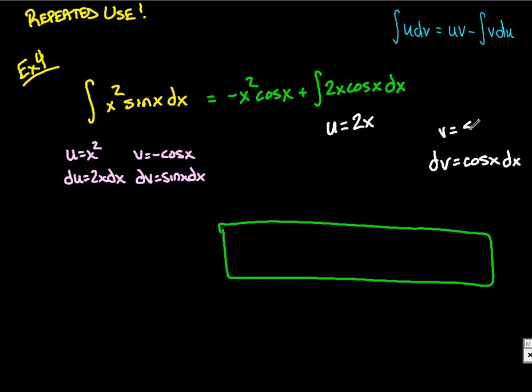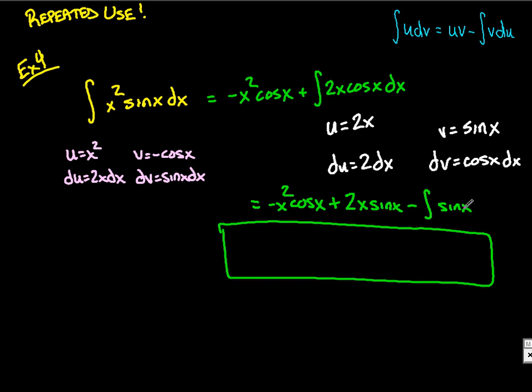Integrate cosine of x to get sine of x, and take the derivative of u to get du, which is 2. So now what I can do is I can rewrite all of this. The negative x squared cosine of x stays the same, plus, and now using this formula, uv would be 2x times sine of x, for u times v, minus the integral of v times du.